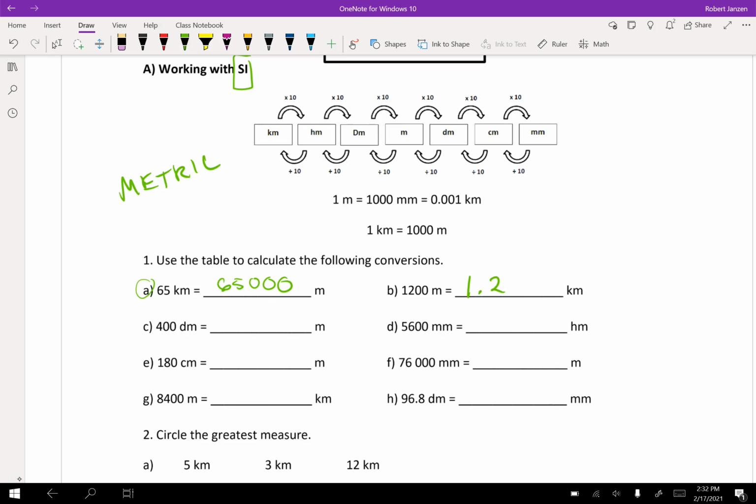Okay? So go ahead and try a few of these. It's as simple as writing the number and the square that it belongs to, and then looking how far I need to go to get to the next square. So in this case, I'm going to multiply by, oh, I made a mistake there. It's 400 dm, small d.